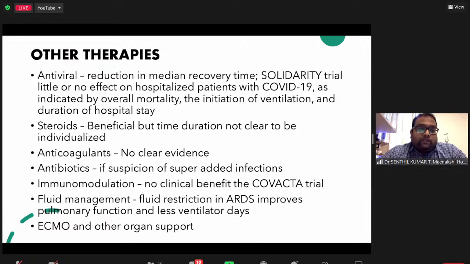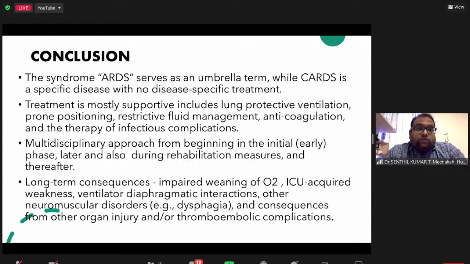And fluid management, coming to non-pharmacological therapy. Fluid restriction in ARDS improves pulmonary function and gives fewer ventilation days, similar to regular ARDS management. ECMO and other organ supports also show some benefit in managing COVID ARDS. So to conclude, the syndrome of ARDS serves as an umbrella term, while COVID ARDS is a specific disease, but there is no disease-specific treatment for it.